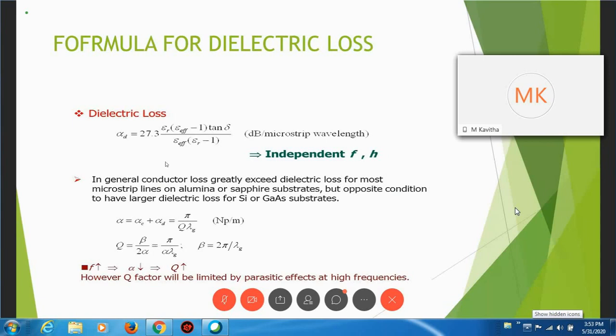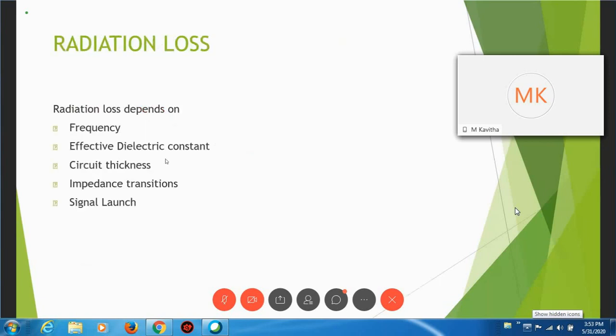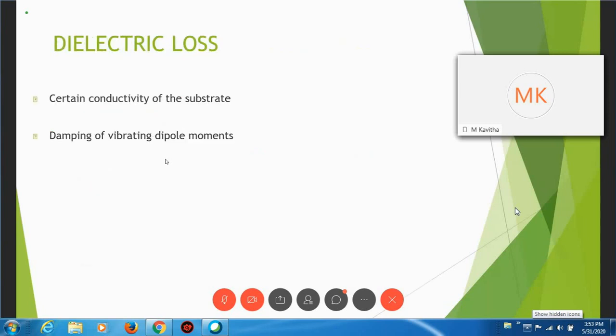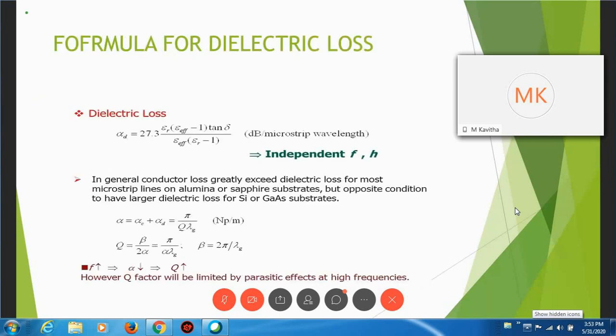The formula for the dielectric loss is given by the formula. Here we can see that the loss tangent, that is tan delta, is nothing but the effect of dipole moment in the electric field, called the loss tangent. Dielectric loss means the loss in the dielectric medium. How does this happen? It is due to the dissipation of electromagnetic energy into the substrate.